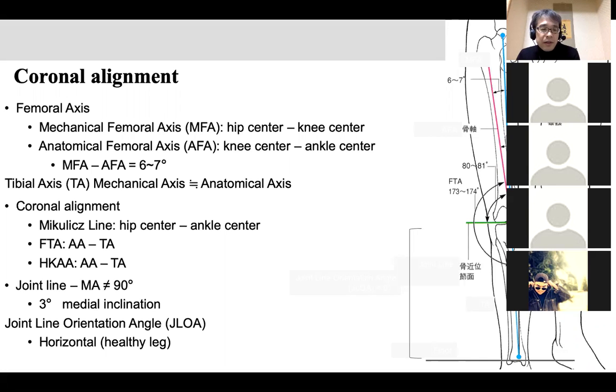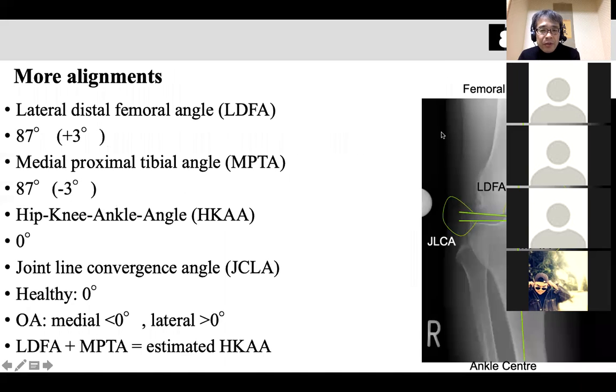And that is the joint line, the green line, the joint line. Joint line is approximately 3 degrees medially sloped. And more recently, the joint line orientation angle, the inclination of the joint line against the floor, is focused on. This is a review of the previous talk. So we should check and focus on other alignment parameters in the coronal plane.